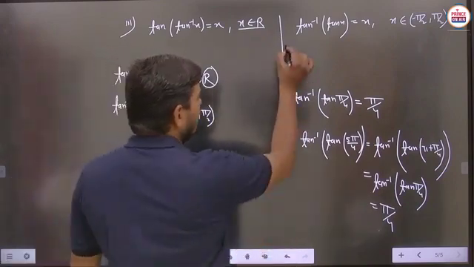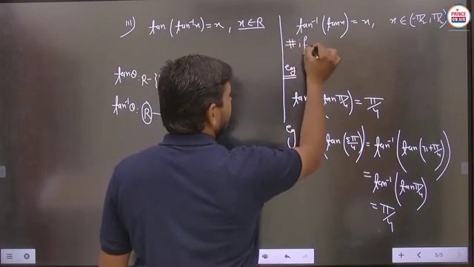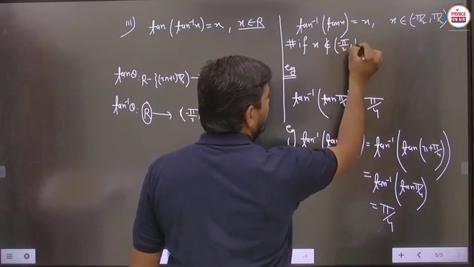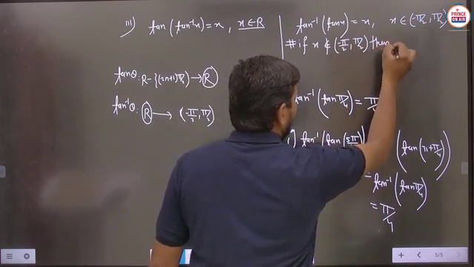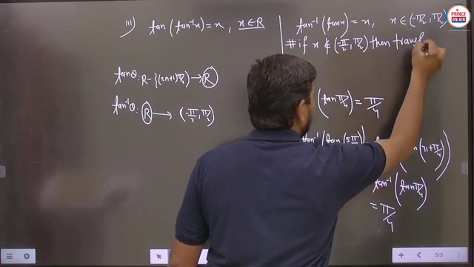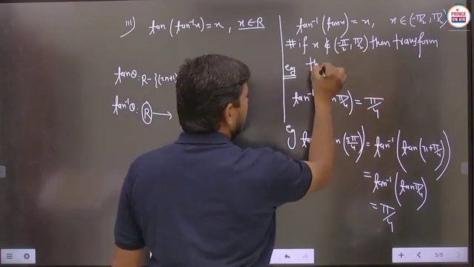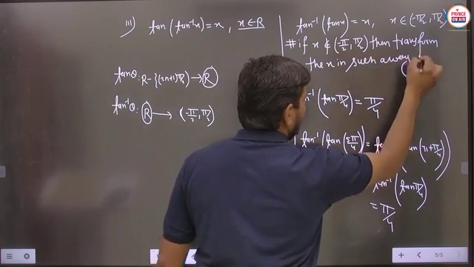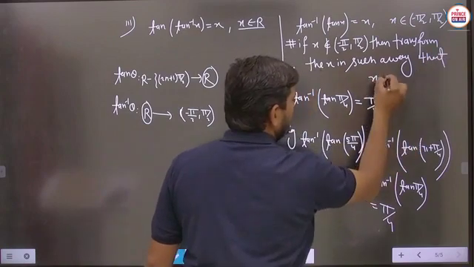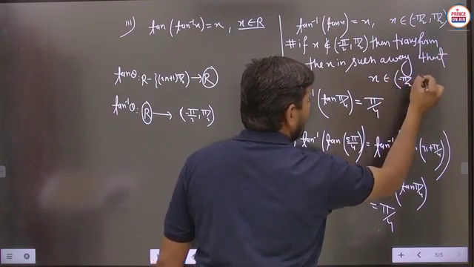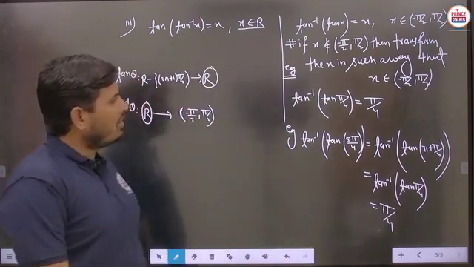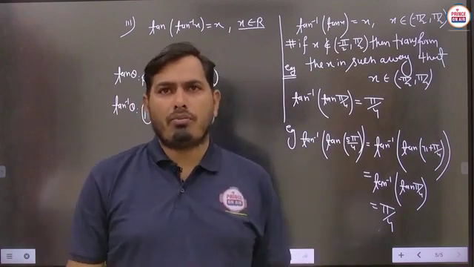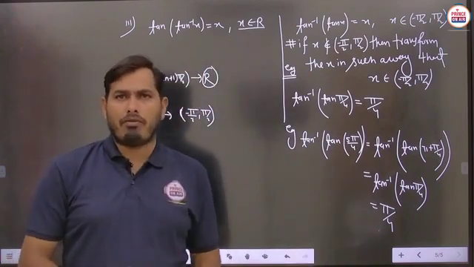So again, if x does not belong to the open interval minus π/2 to plus π/2, then transform the x in such a way that x belongs to the open interval minus π/2 to plus π/2. This we have to keep in mind always. Is it clear? And according to that, we have to do the processing of the given inverse trigonometric functions. Is it clear?